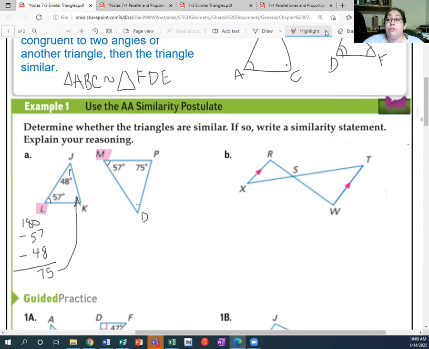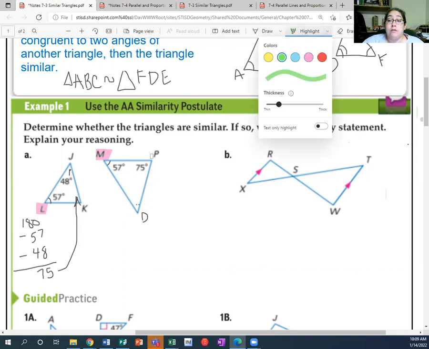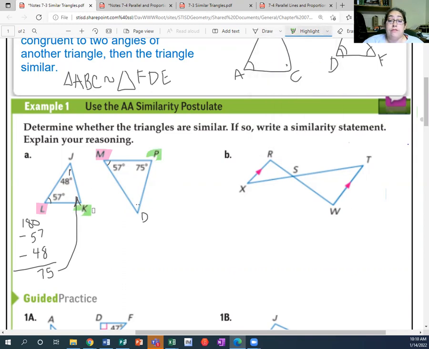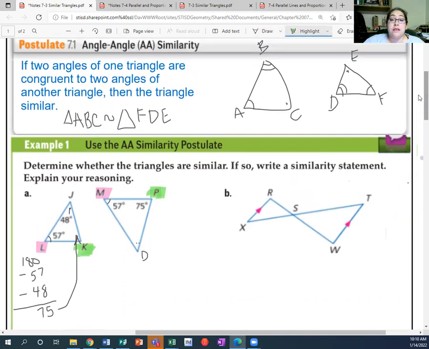Hold the phone. Hold up, check it out. Angle P is also 75. That means P and K are congruent to each other. I have two angles congruent in these triangles. That fulfills what I need in postulate 7.1. And so these two triangles are congruent by postulate 7.1.